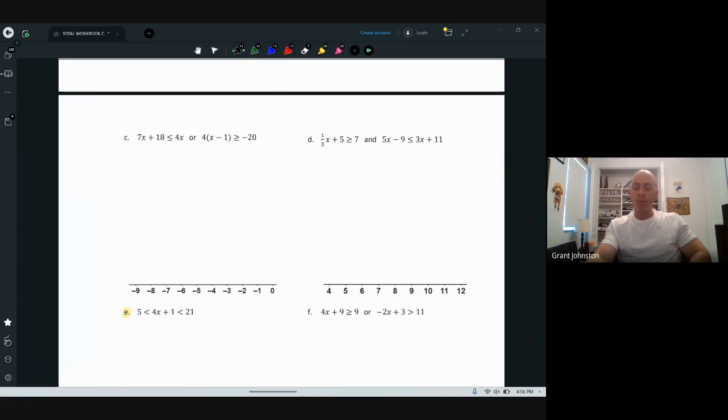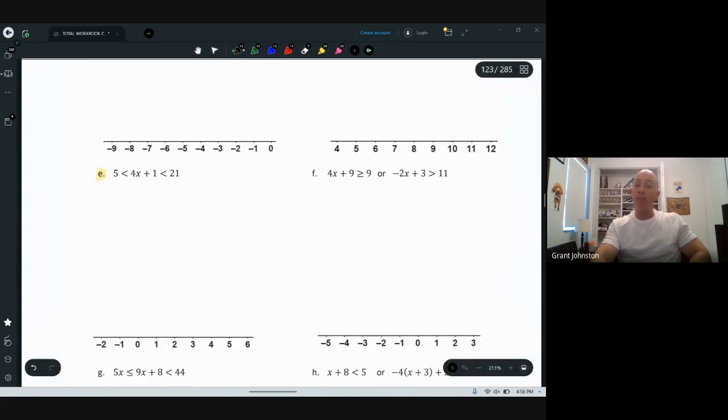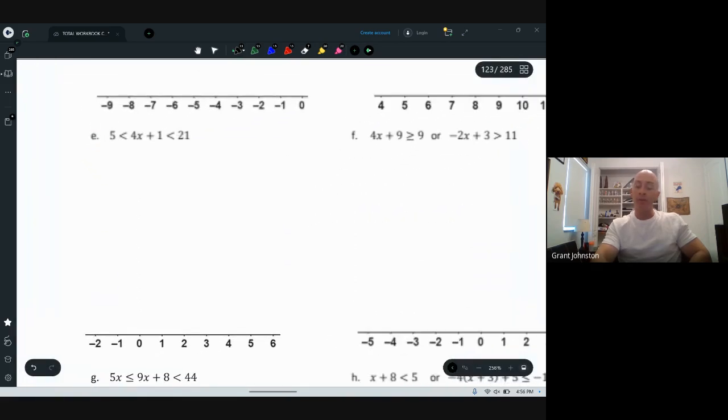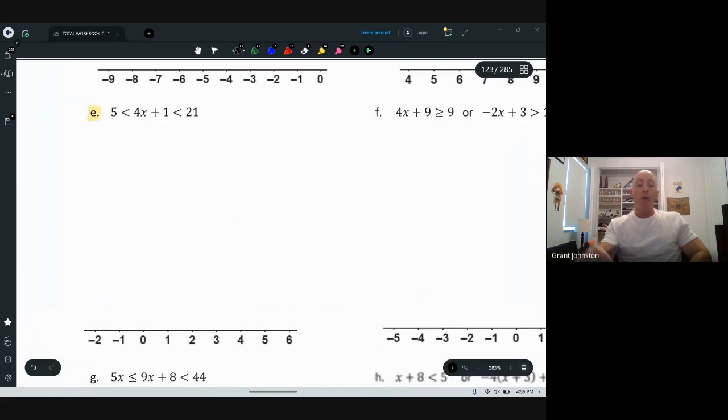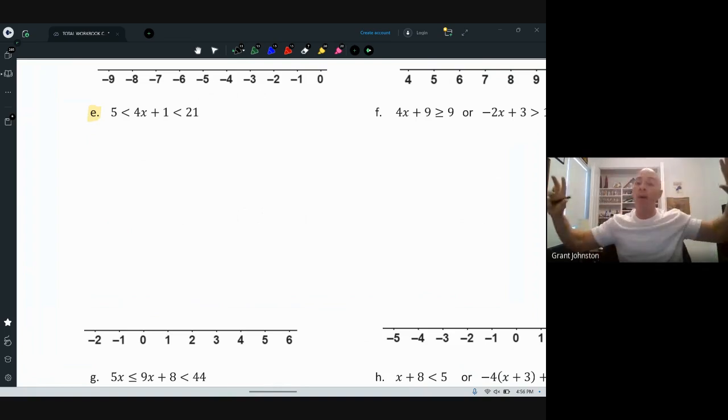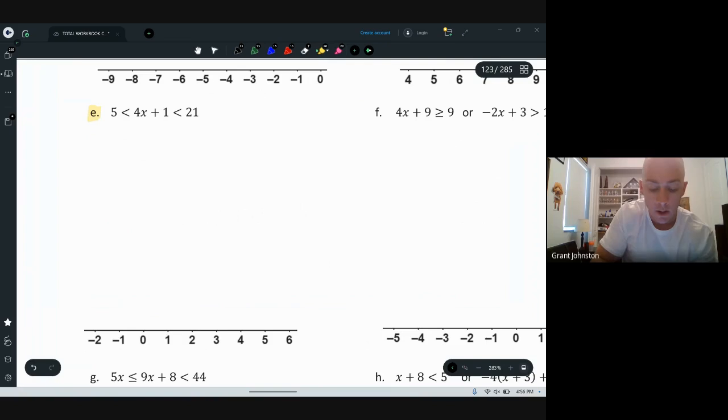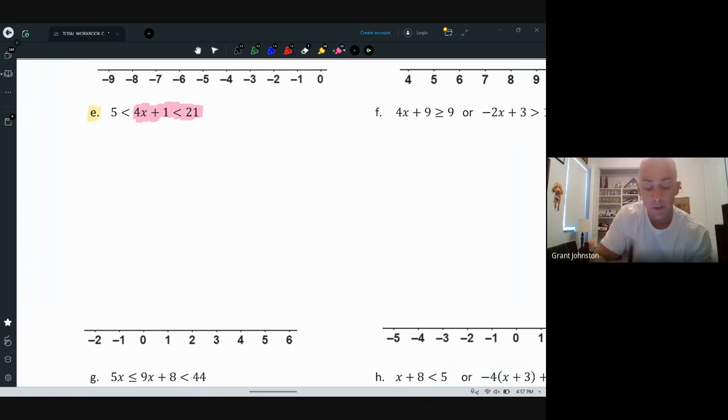Hopefully those two examples were good. Let me show you E, because it looks a little different. So E is that kind of conjoined inequality. The best way to set these up is just to break them up into two separate inequalities. So make this an inequality and then make this an inequality. So we're just going to break it up.